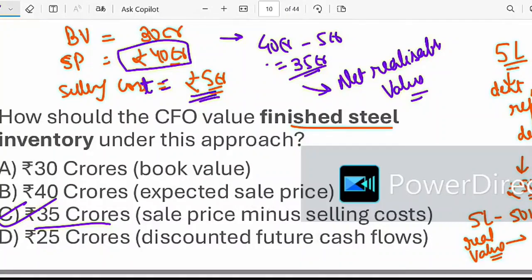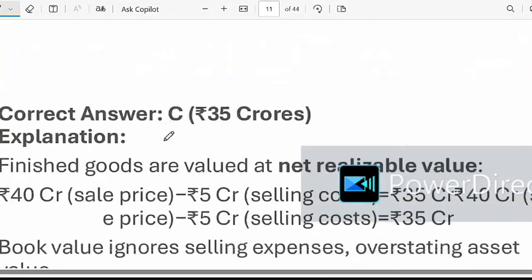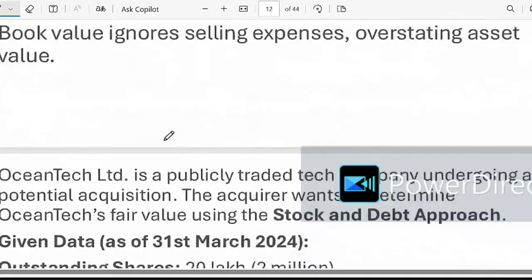Right. So this is called net realizable value, right? Remember, these kinds of inventory are always valued at the net realizable value. Now have a look at the next question. I hope this was the simplest question.